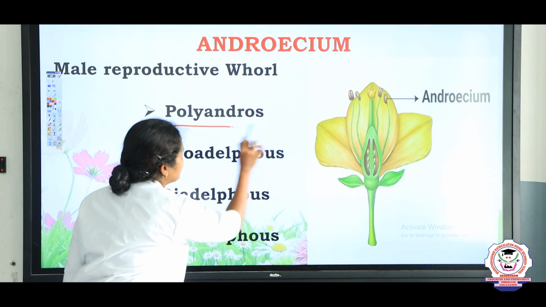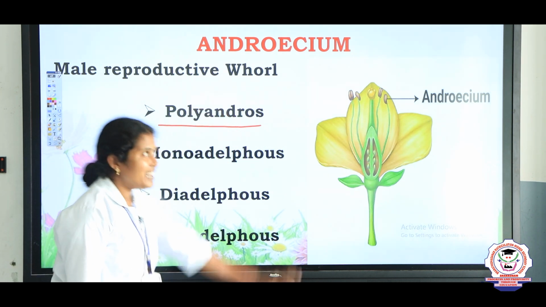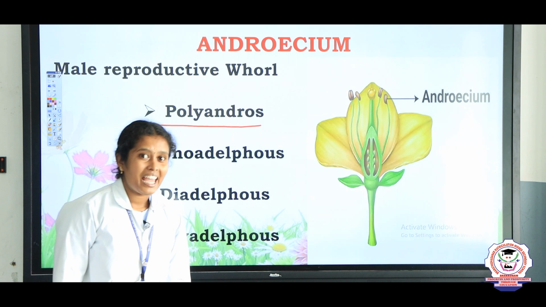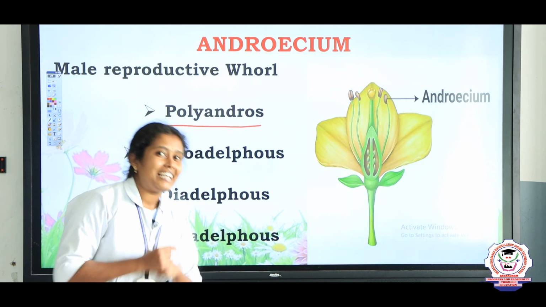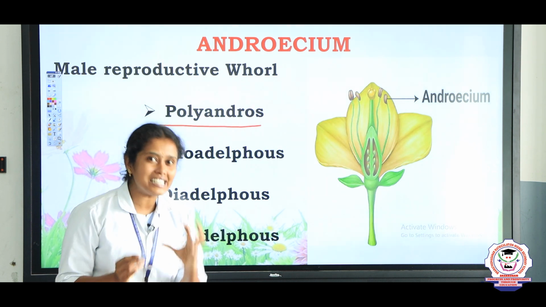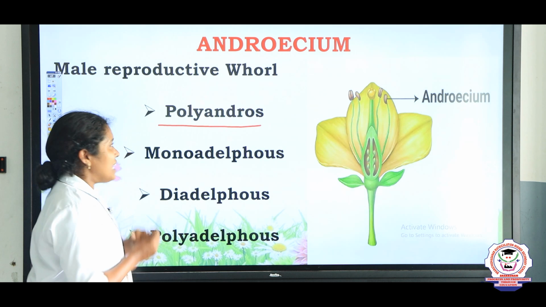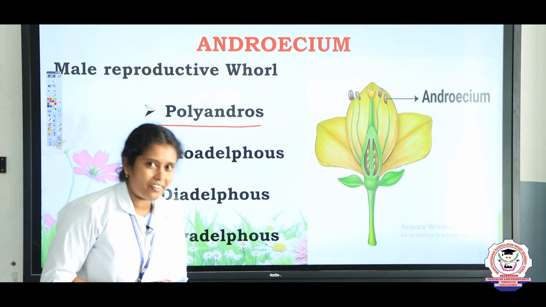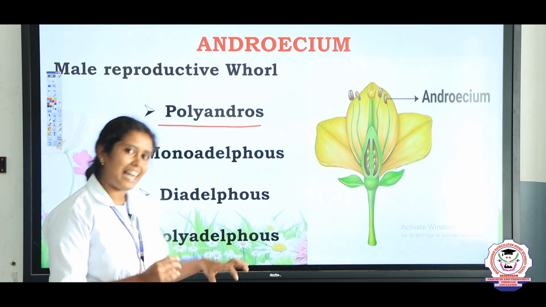Polyandrous. Poly means many. In the case of polyandrous, the filaments are free, and it arises from the thalamus. What is meant by thalamus? Yes, thalamus is the swollen tip of the pedicel. In the case of polyandrous, the filaments are free, which arise from the thalamus.